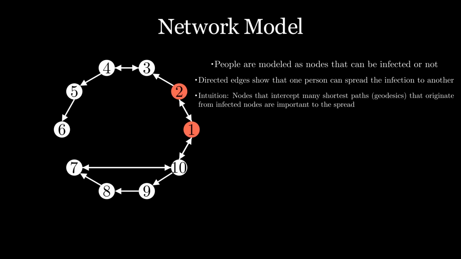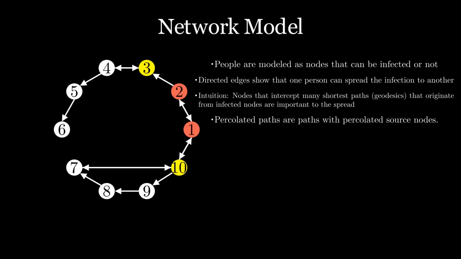Intuitively, in this scenario, we might think that nodes that lie along the most shortest paths with infected or percolated source nodes, such as nodes 3 and 10 in this example, would be important to the spread of the infection. From this point on, we'll refer to paths with percolated source nodes as percolated paths.